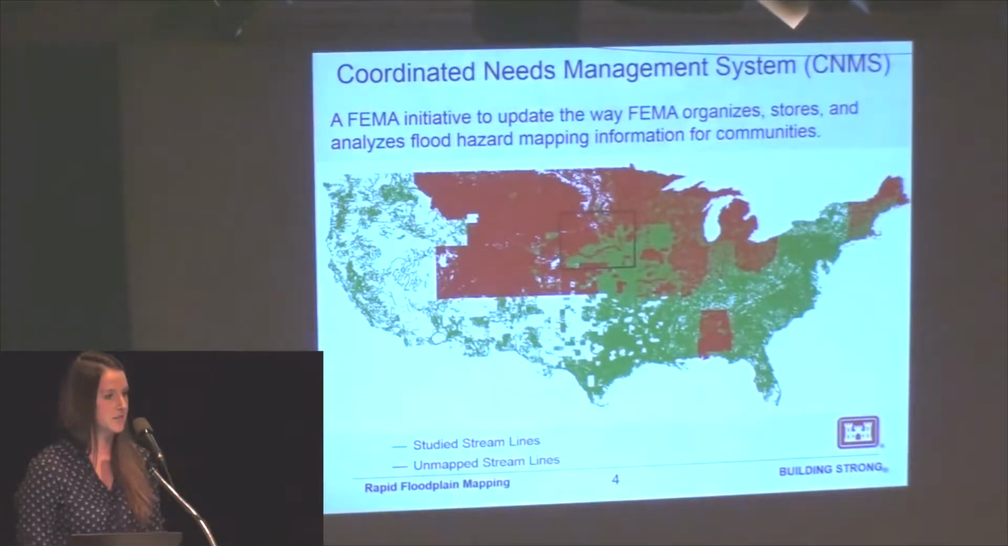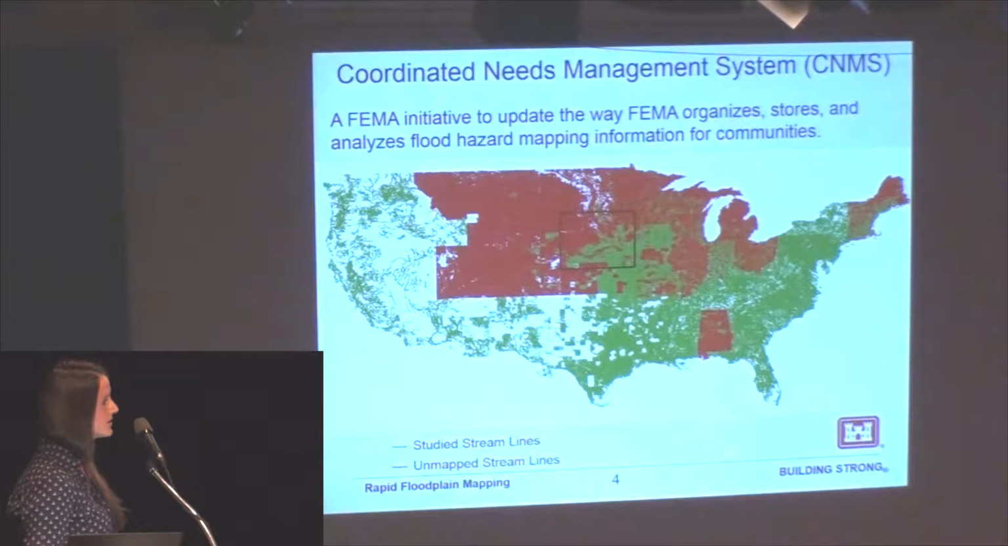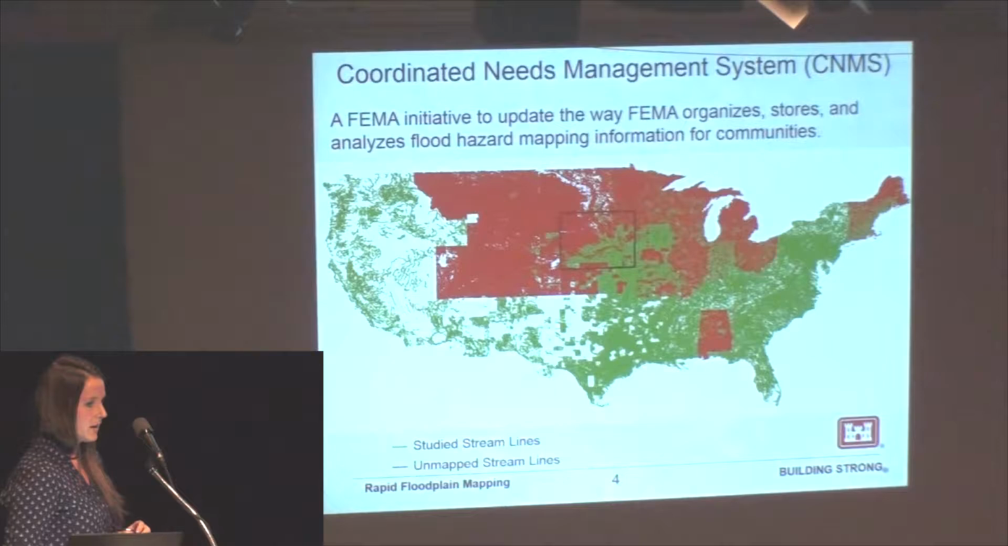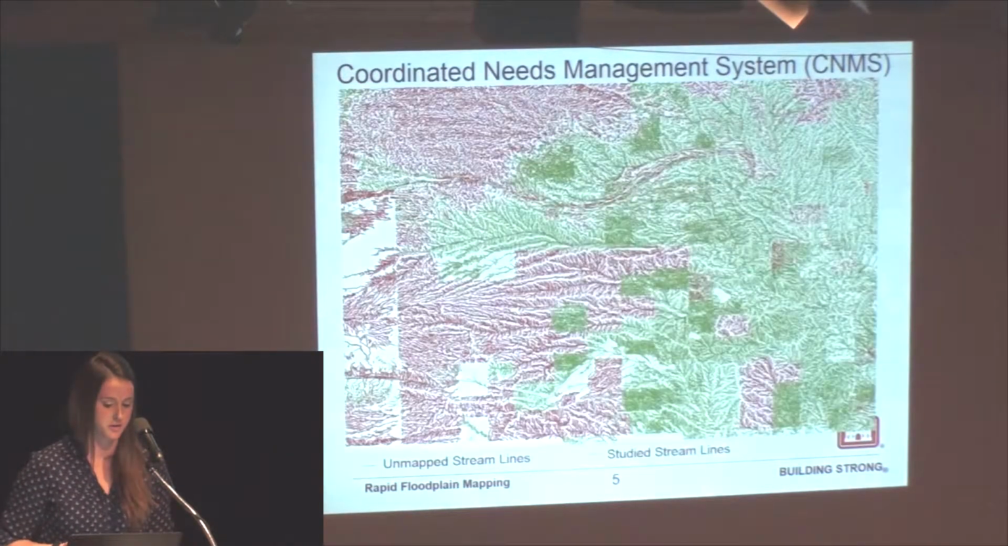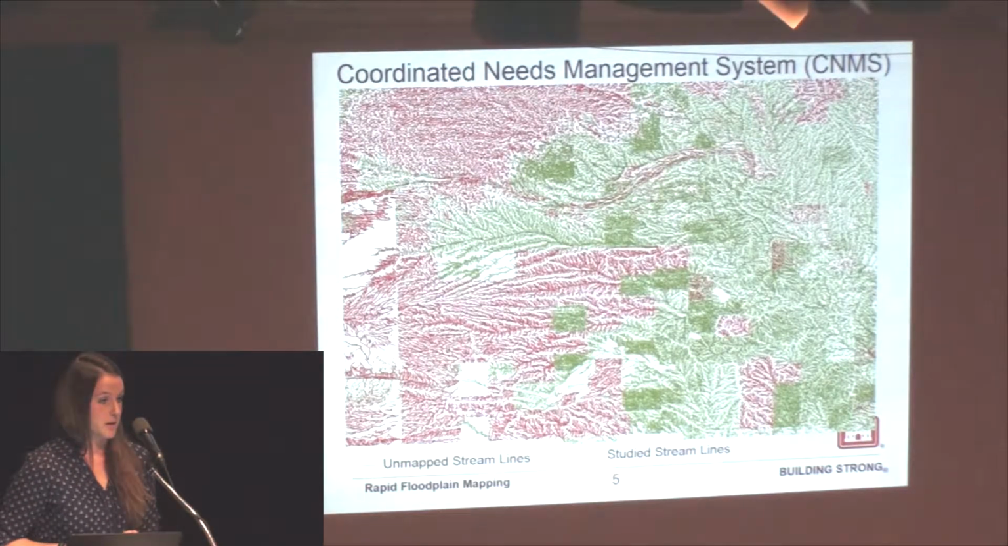So this is a map of the FEMA CNMS tool. And as you can see, a lot of the populated areas, with the exception of Alabama, which I think is really funny, are all mapped and studied streamlines. And a lot of the areas in the Midwest have yet to be updated. So that was an issue. There's obviously still a need for updated mapping and Zone A mapping in general.